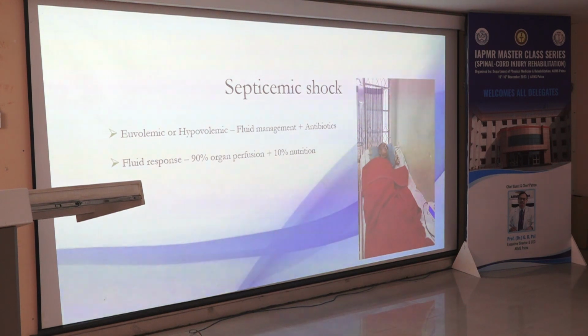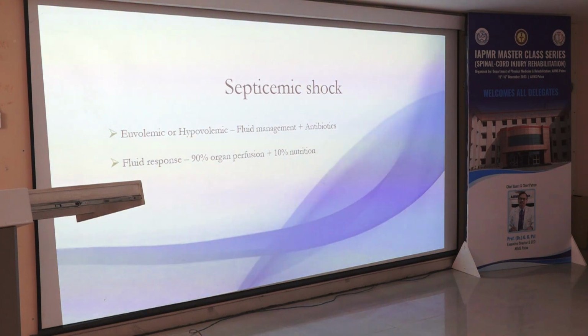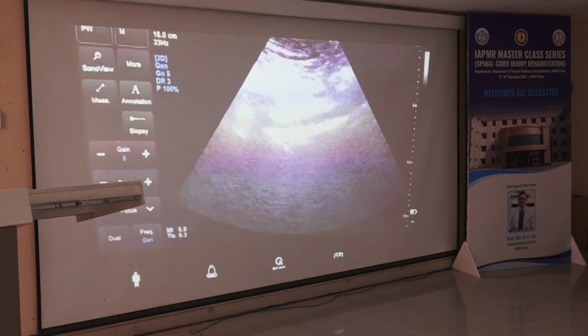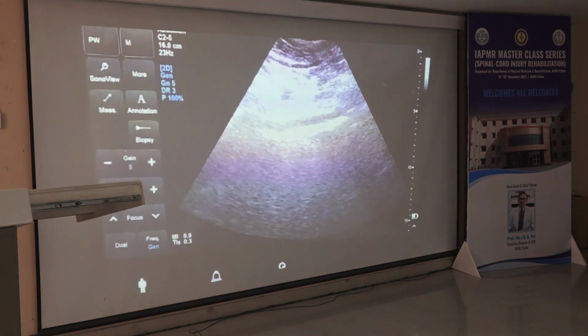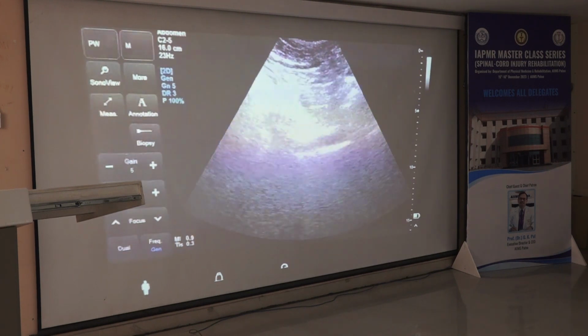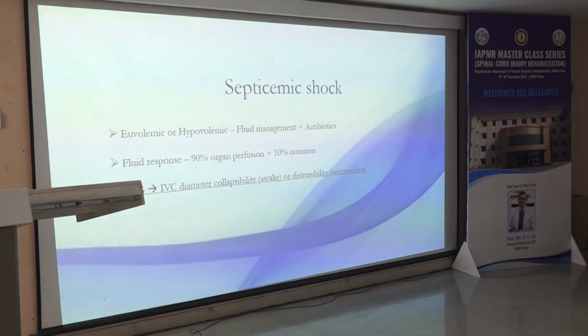Sometimes it's very, very difficult in this type of condition when there's an elderly patient suffering from shock, to tell whether the patient is septicemic, hypovolemic or euvolemic. Again, ultrasound is very, very helpful in this situation. You people are very good with ultrasound. Just put the probe on the IVC. Check whether the IVC is collapsing or not. If the collapse of IVC is more than 50%, then you will be sure enough that this is hypovolemic shock. So you can be liberal to give a lot of fluid challenge to that patient.